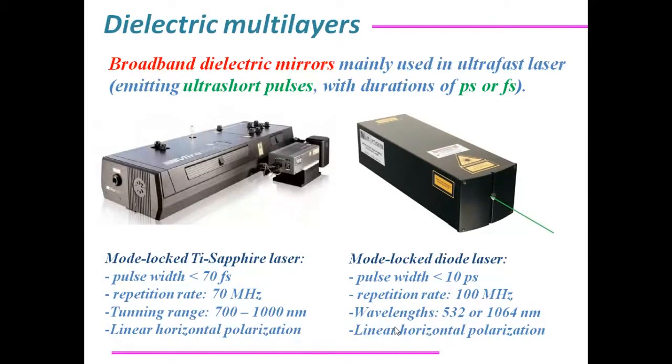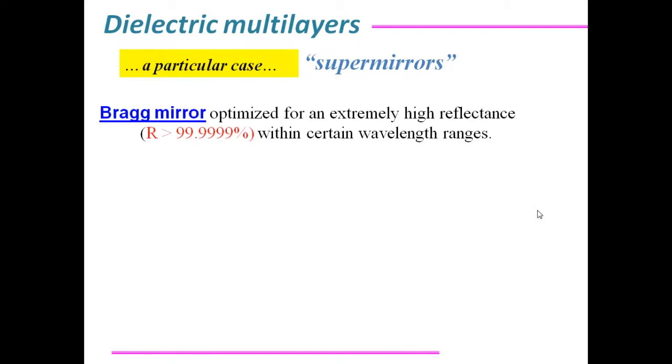Here it contains a set of mirrors and directive mirrors we can use to generate and also control this beam. So an important particular case is the so-called supermirrors. It seems impressive, but it is just a Bragg mirror optimized for extremely high reflectance, 99.999 and so on, within a certain wavelength range.